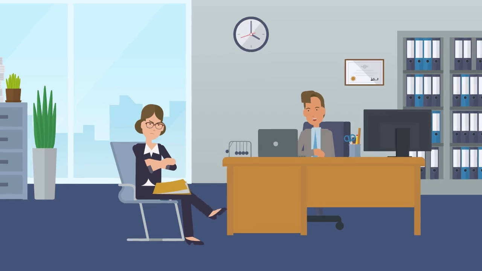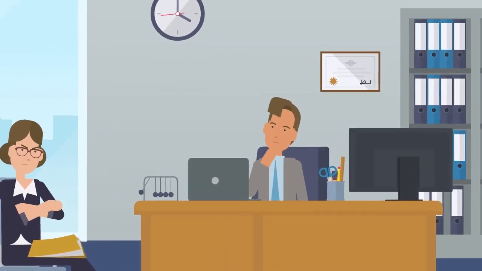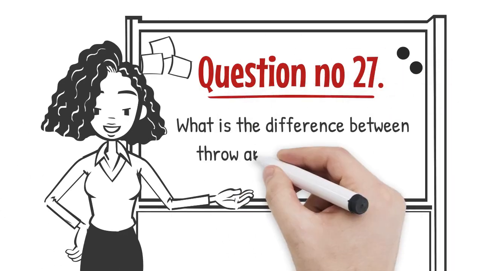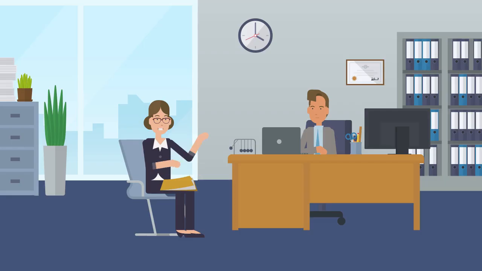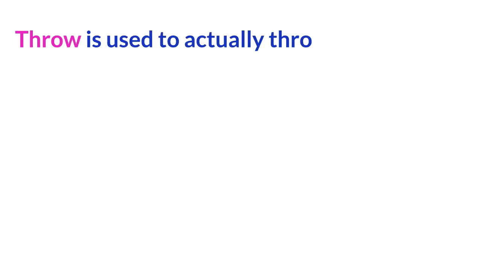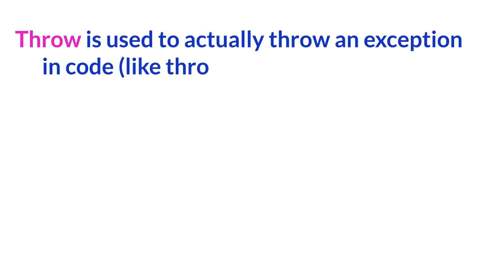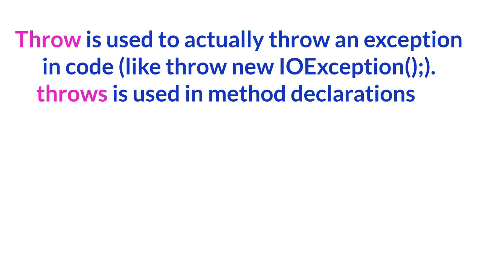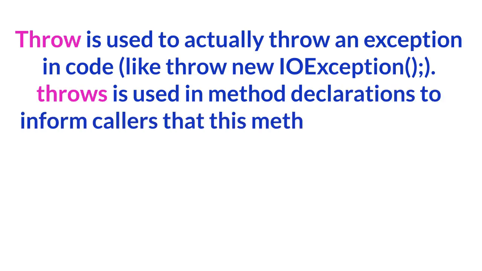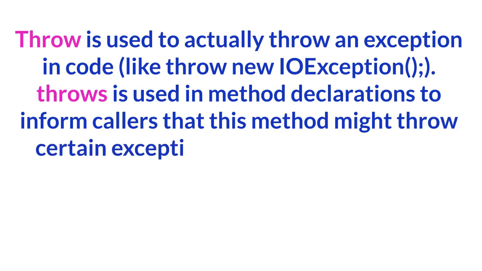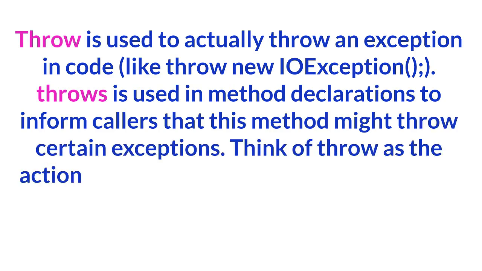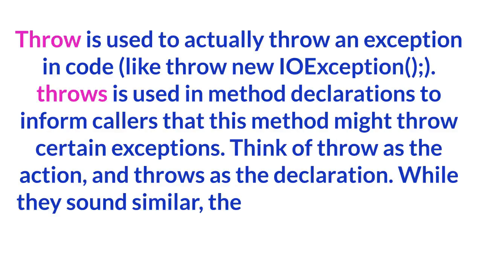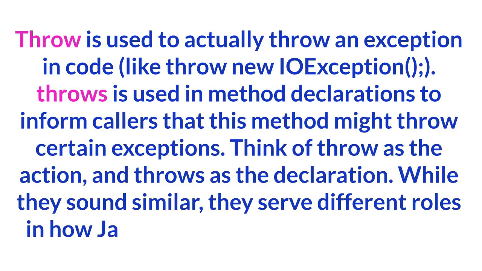What is the difference between throw and throws in Java? Throw is used to actually throw an exception in code, like throw new IOException. Throws is used in method declarations to inform callers that this method might throw certain exceptions. Think of throw as the action and throws as the declaration. While they sound similar, they serve different roles in how Java handles errors and exceptions.